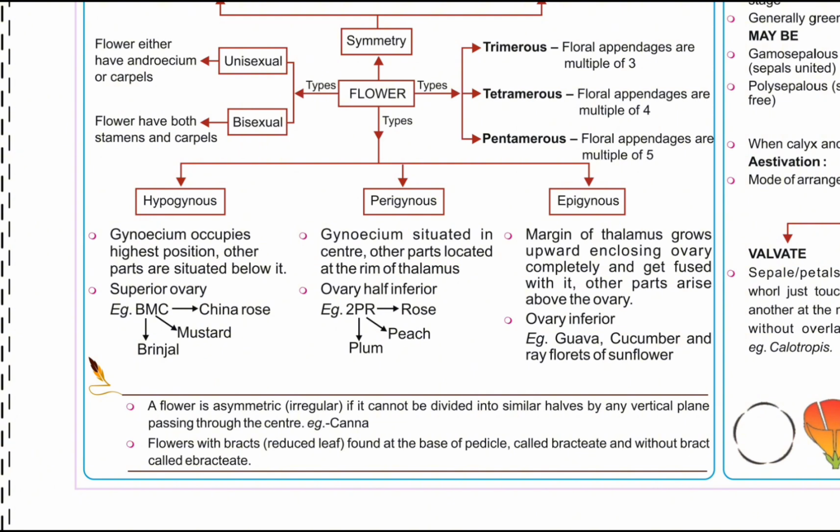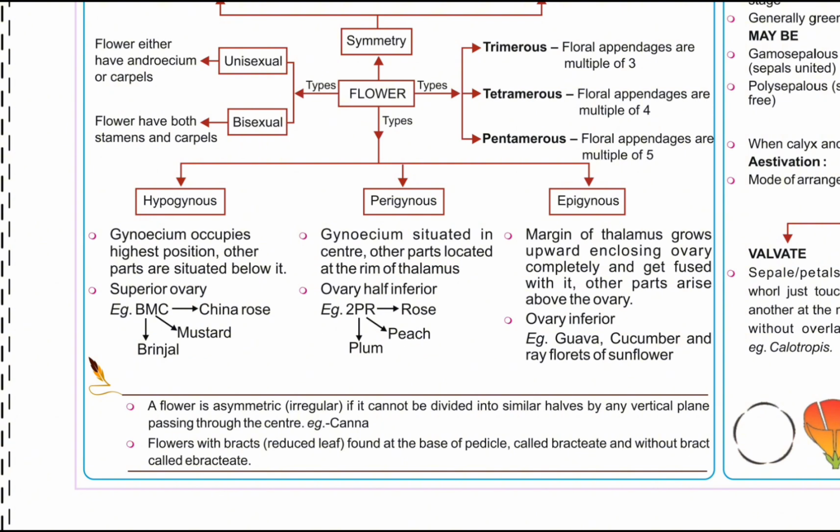Hypogynous: the gynoecium occupies the highest position, and other parts are situated below it. The ovary is superior. Examples: brinjal, mustard and China rose.